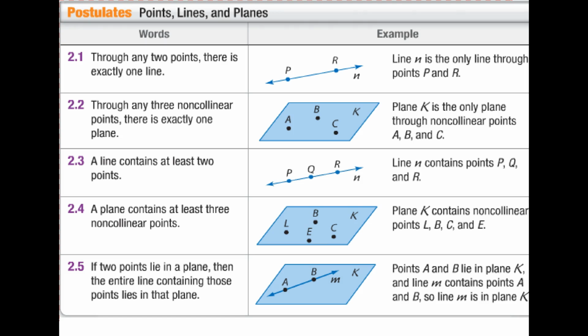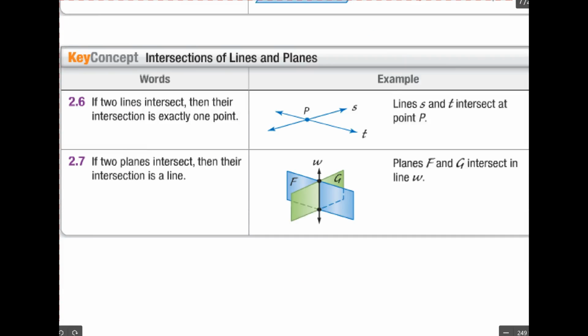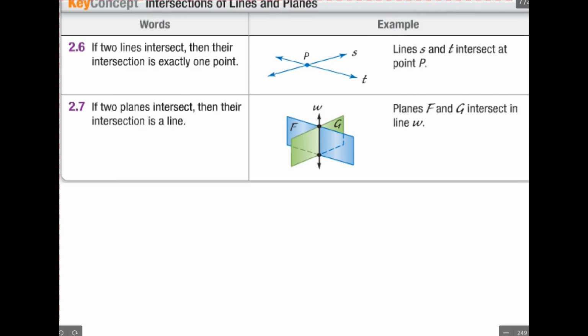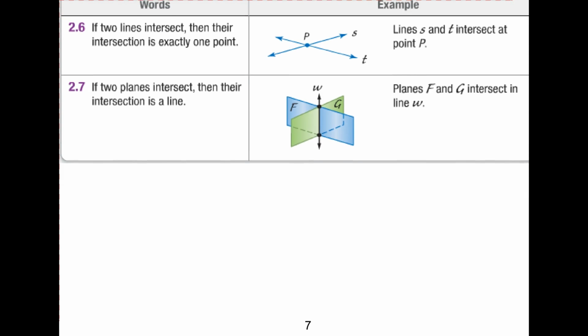We know that through any 2 points, there's only 1 line. We know there's only 1 plane that goes through 3 non-collinear points. All these things we know, we accept as true. We can use these to prove other things. So that's what we want to do. All right, so postulates, intersecting of lines, intersecting of planes. This is from chapter 1.